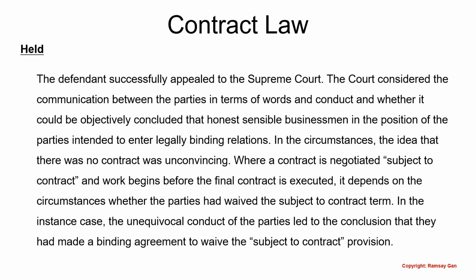Where a contract is negotiated subject to contract and work begins before the final contract is executed, it depends on the circumstances whether parties waive the subject to contract terms. In this instance, the unequivocal conduct of the parties led to the conclusion that there had been a binding agreement to waive the subject to contract provisions.